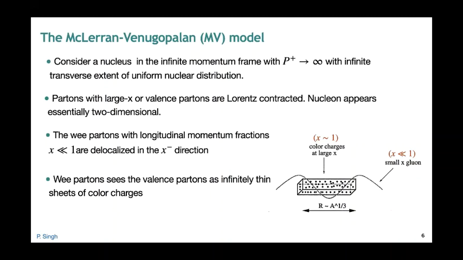So over here is a short description. All the dots are the localized components, the valence partons, and these small x gluons are highly delocalized along the longitudinal direction. Now, since the wee partons are highly delocalized, they see the valence partons as infinitely thin sources of color charge.